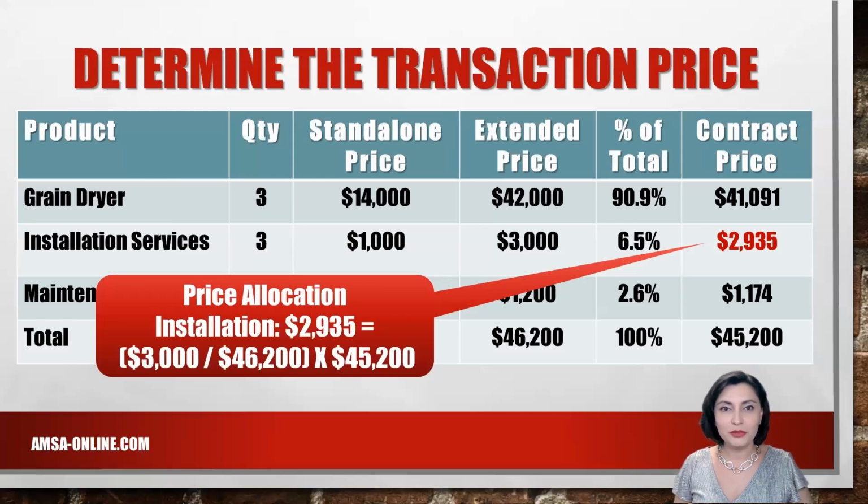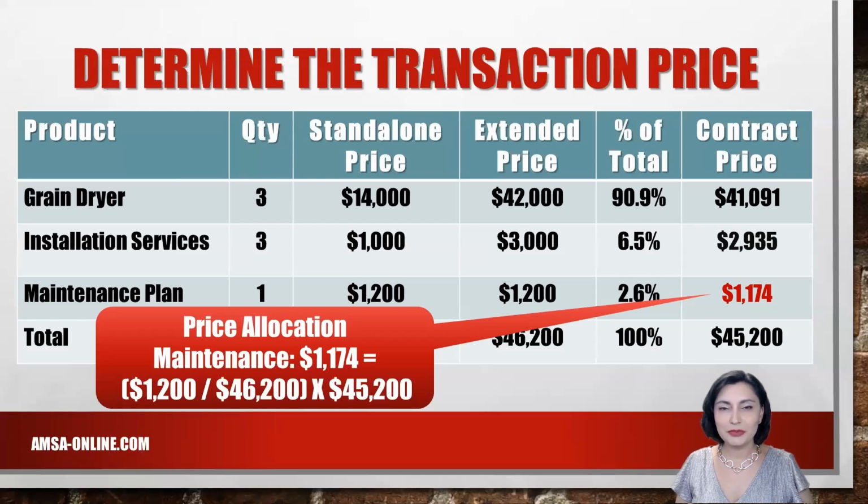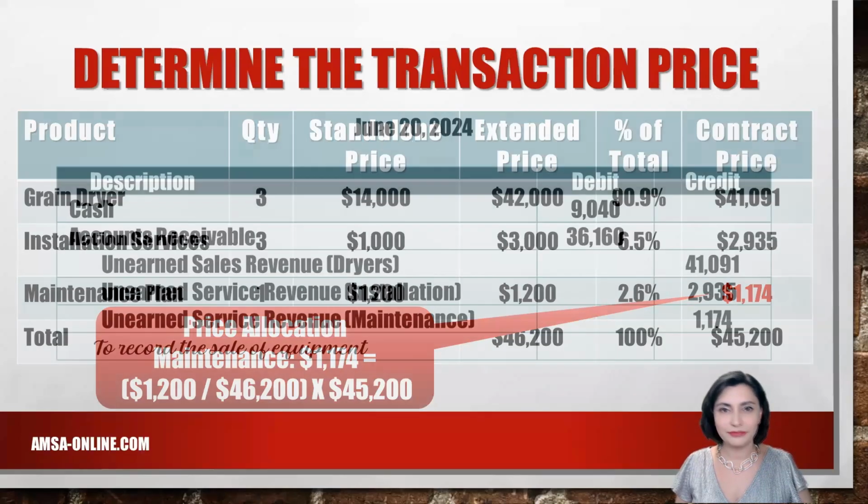$3,000 divided by $46,200 and multiplied by $45,200. The maintenance plan contract price is $1,174. $1,200 divided by $46,200 and multiplied by $45,200. Now let's prepare journal entries.